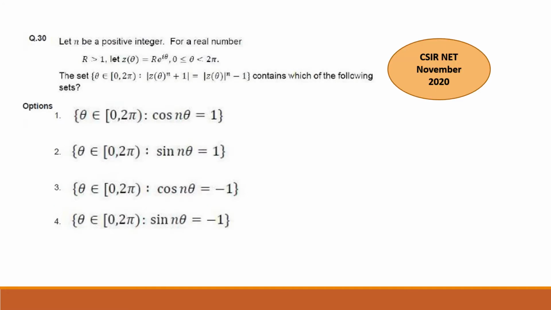First problem. Let n be a positive integer, and for a real number r greater than 1, z(theta) equals r e to the power i theta, where theta lies in the interval closed 0, open 2 pi. The set of theta which satisfies this condition contains which of the following sets? There are 4 options, which of the following are correct. Okay, so let us discuss the solution.